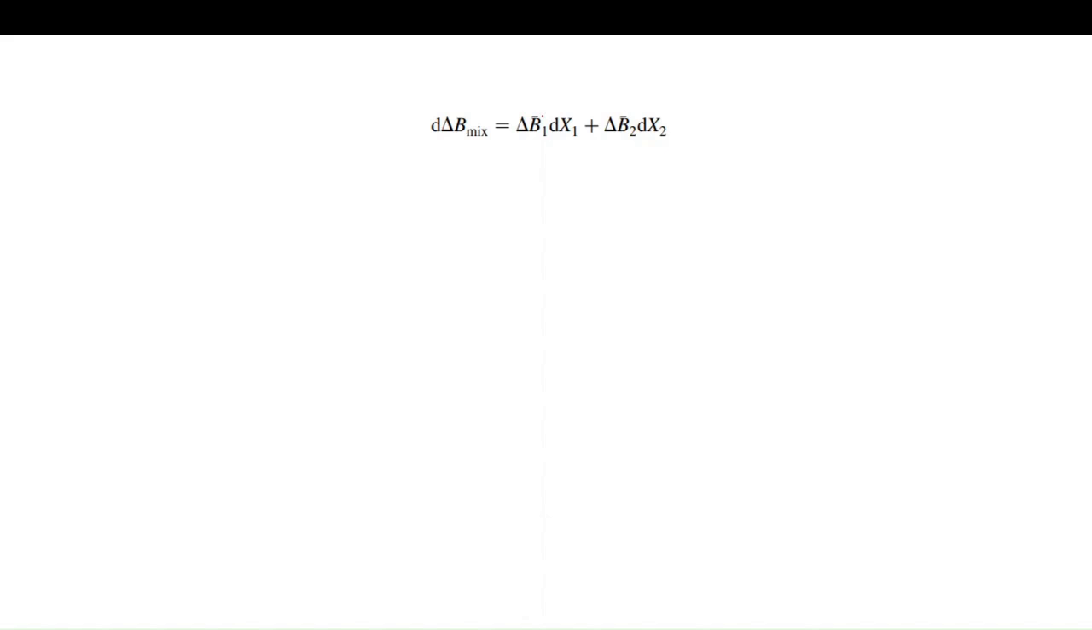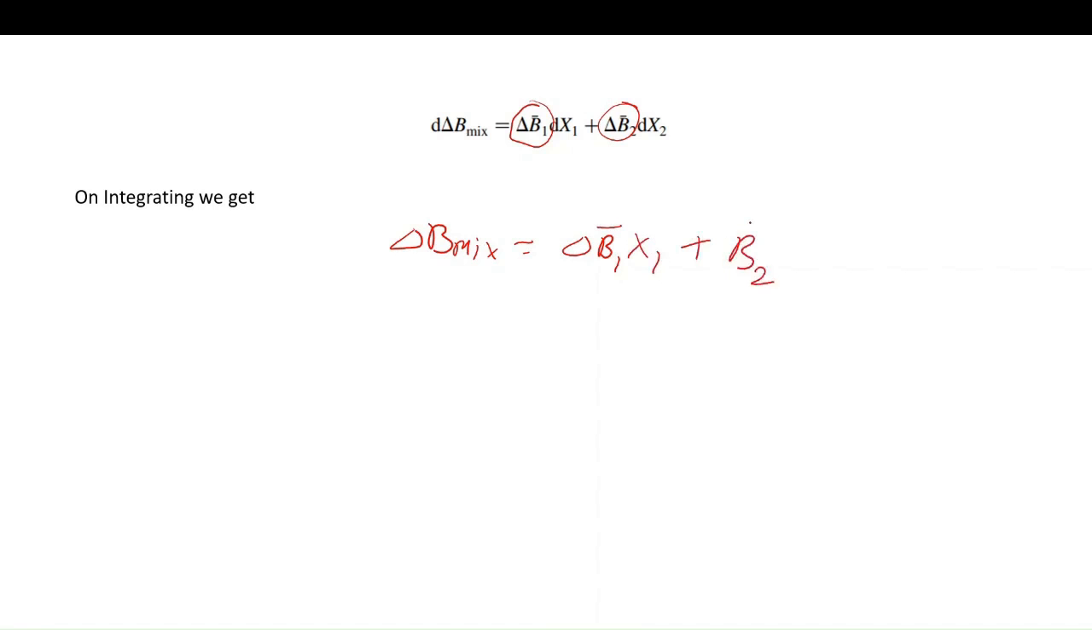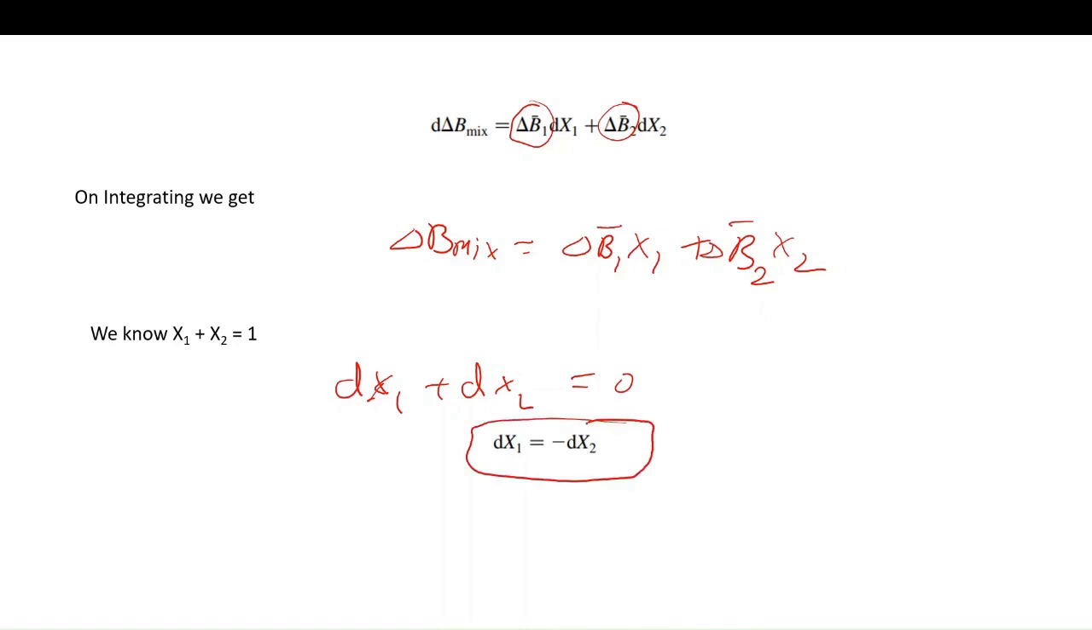I am interested in finding B1 and B2 from this because these are the partial molar quantities. On integrating this, I get delta B mix as delta B1 bar x1 plus delta B2 bar x2. But we know x1 plus x2 equals 1, as these are mole fractions. Therefore, if I differentiate this, I get dx1 plus dx2 equals 0. That means dx1 equals minus dx2. Because I have to find B1 and B2, if I want to find B1, I have to make the whole equation in terms of B1. Now by substituting dx1 as minus dx2 in the upper equation, we get this.